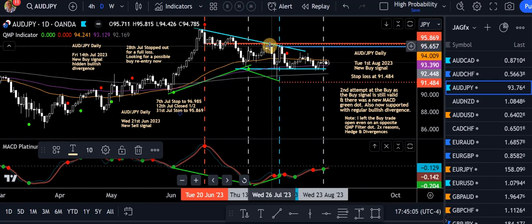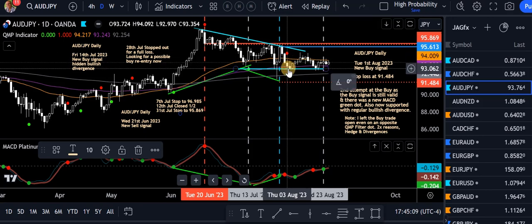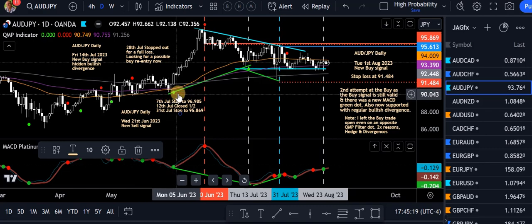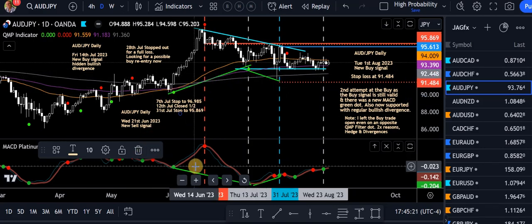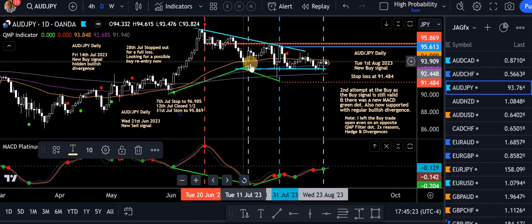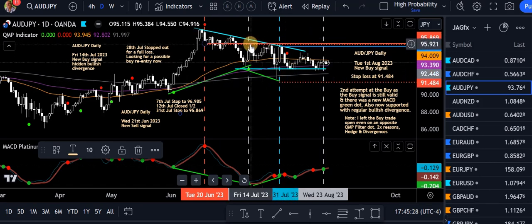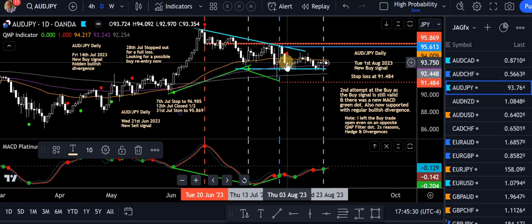In hindsight, I probably should have waited till it broke this trend line. I didn't. Then it went against me. Now normally I'd close the buy trade on an opposite QMP filter dot, but I didn't because we had initially had hidden bullish divergence followed by regular bullish divergence there. I had this sell trade still in play, so I wanted to see how it played out, and it's just gone sideways.